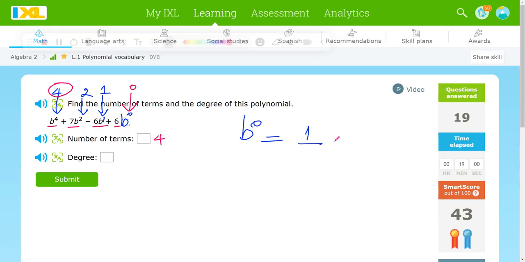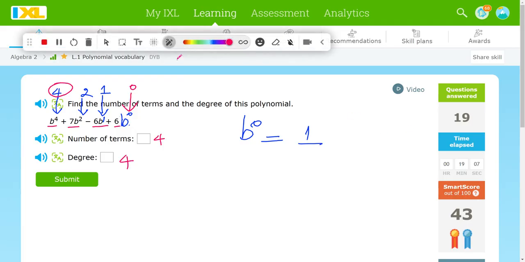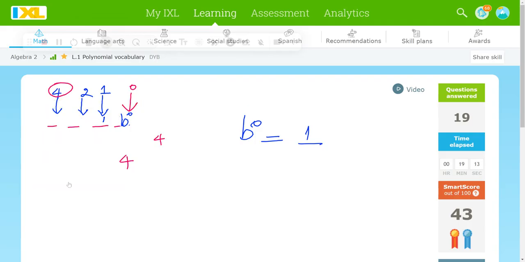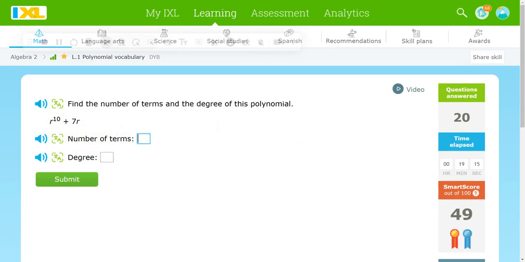Okay, so in this case, I choose the highest power, which is 4. So now I put my answer for the degree as 4. Okay. So I put it in. Here we go. 4 here and then 4 here. All right. Submit.